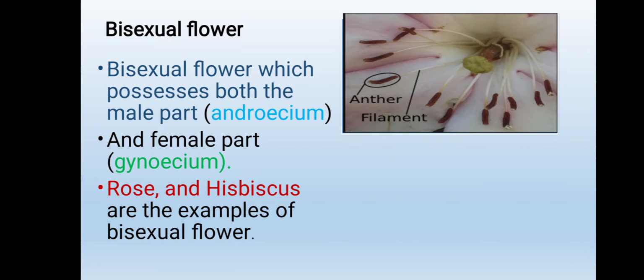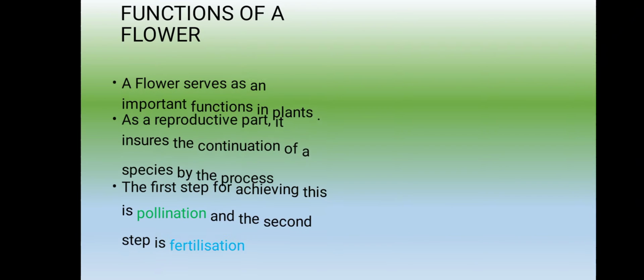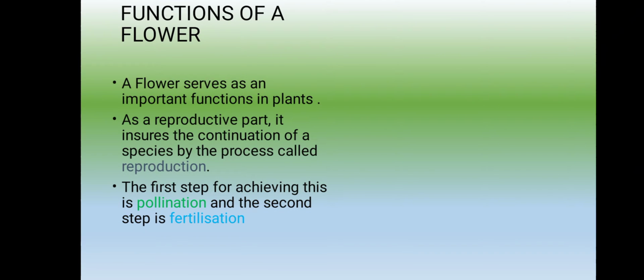So let us understand what is a bisexual flower. Bisexual flower means it has both the male part of a flower and the female part of a flower. Next, unisexual flower means having either male or the female part of a flower. We've also learned about functions of flower, that the first step, the main function is achieving the stage of pollination, and the second step is fertilization.